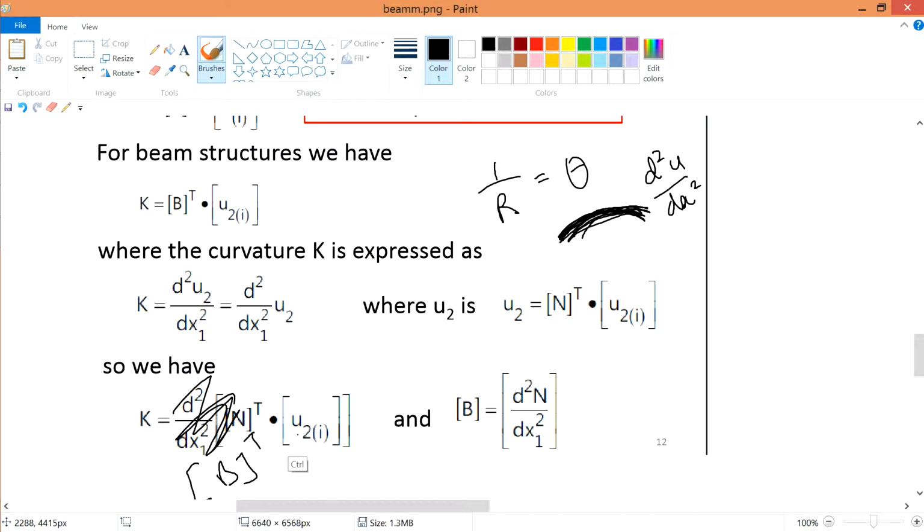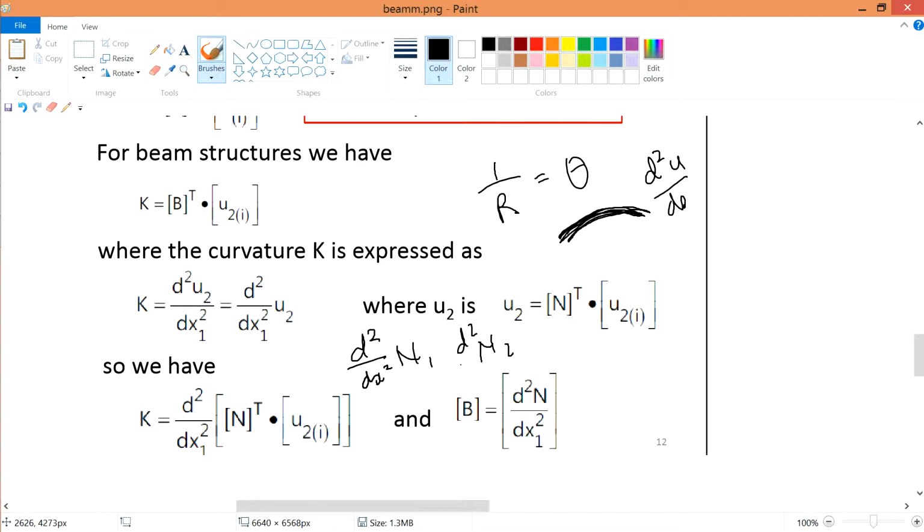So far so good. As you see, this is N^T, so now we have B^T. Just take note of it. It's not complicated, it's just rewriting the stuff. For example, d2 dx square N1 and then d2 dx square N2. So this thing over here is your B^T.